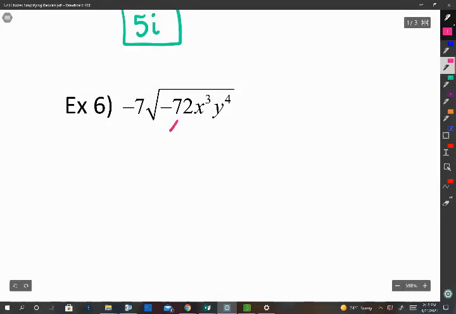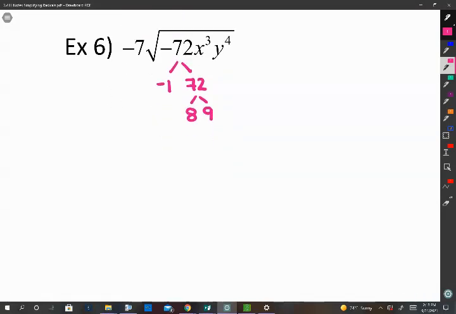When I look at the -72, I'm going to go -1 times 72. I'm going to break down the 72. We can break down the 72 however you choose to. If I want to remember that this is 8 times 9, great. If I don't know that, I can do 6 times 12. If I don't know that, I can do 2 times 36 and go from there. So remember that the key here is that we're breaking it down as far as we can. So 72 goes down, 8 goes down, 4 goes down. When I come over, 9 goes down.